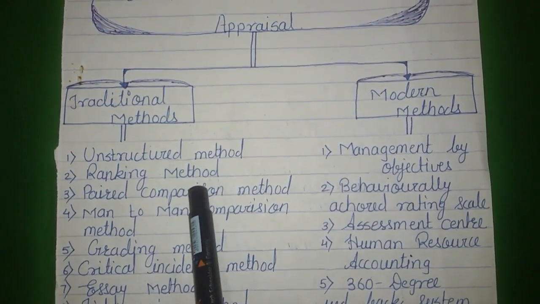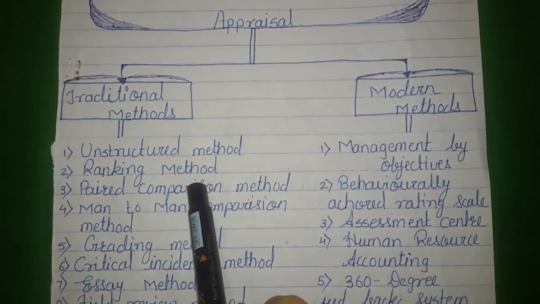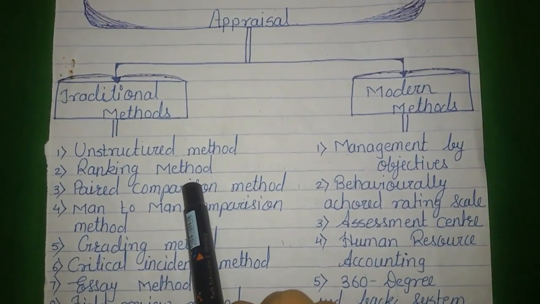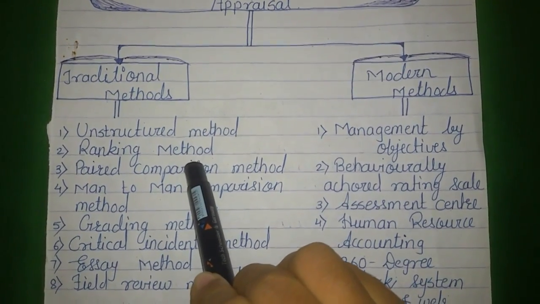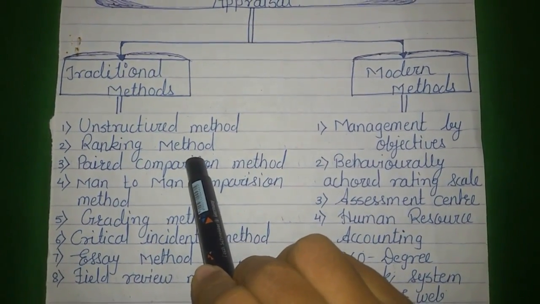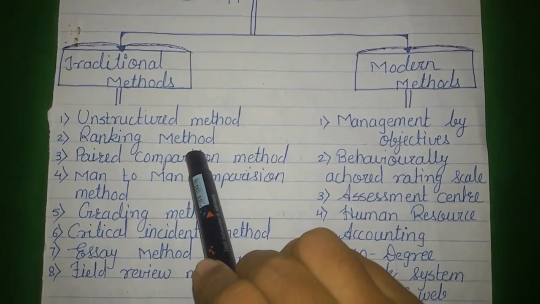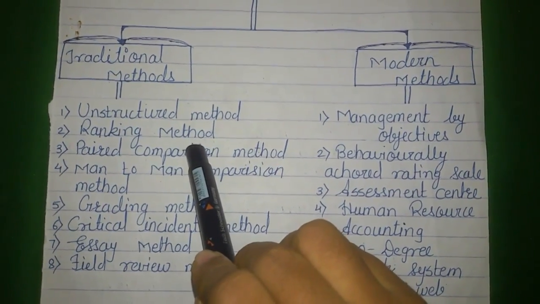Second, ranking method. This is a very simple method. As we have seen in school also, ranks are given to the employee. For example, if the employee is performing excellent in his job, then the first rank is given to that employee. This is also a simple method to understand.